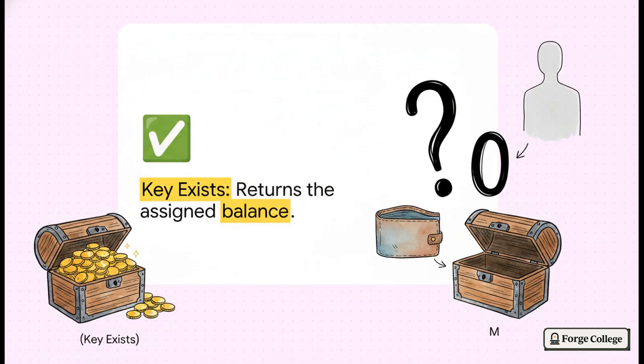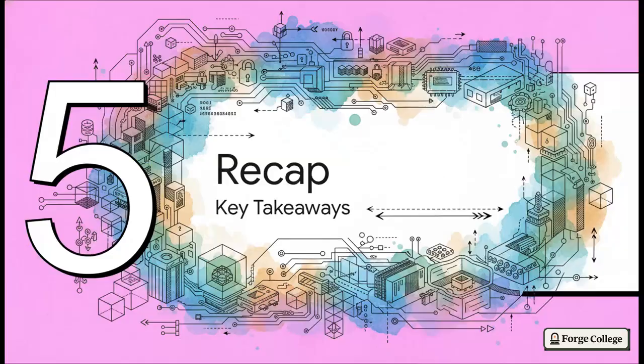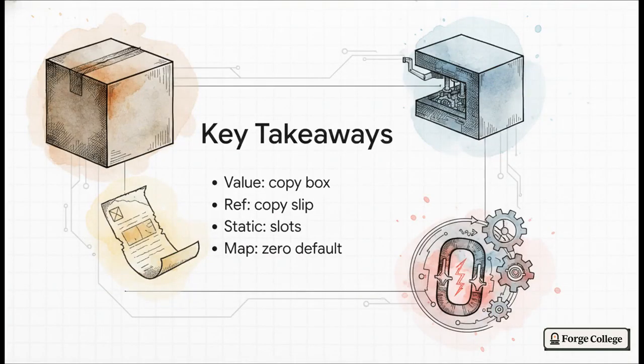And returning a 0 could mean that address just spent all their money and has an empty wallet, or it could mean they have literally never interacted with your contract at all. It's super ambiguous, so you have to design your logic carefully around this. And that brings us to Section 5, Recap. Let's wrap up our engineering schematic here. Let's solidify this new mental model.